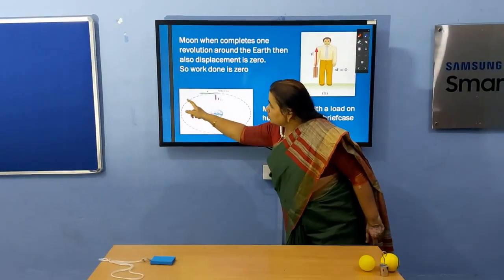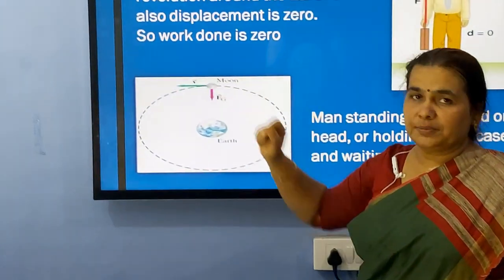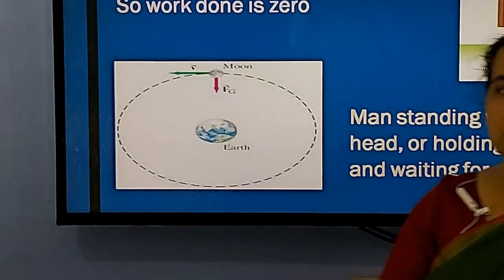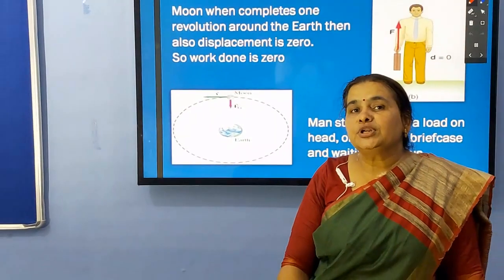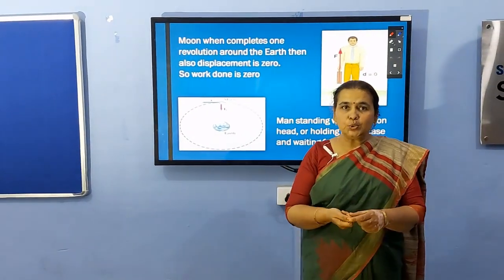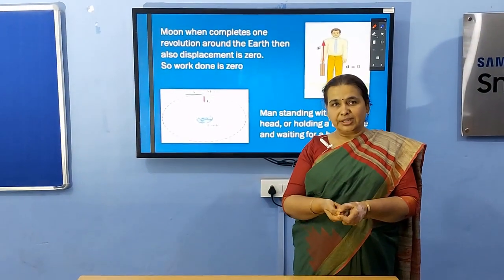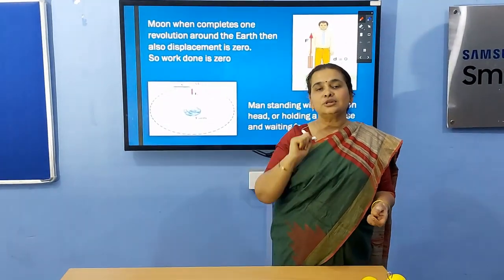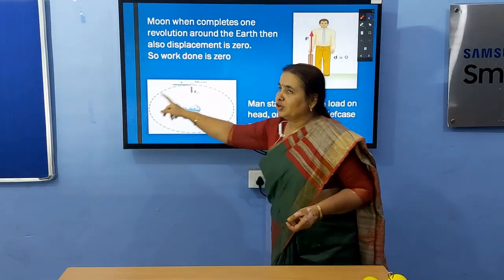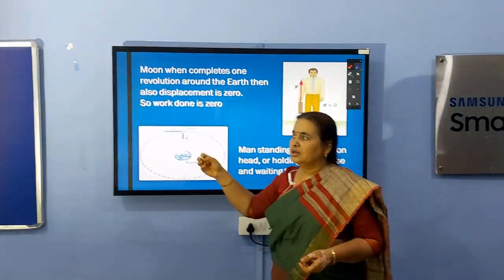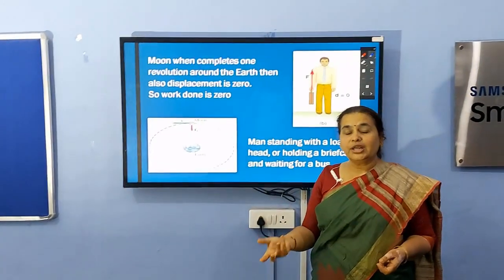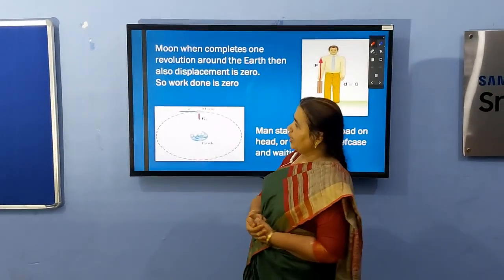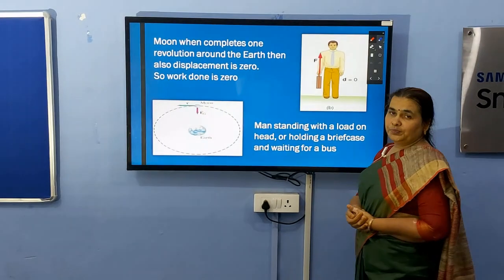Again, let us move to circular motion. The moon is revolving around the earth. Planets are revolving around the sun. One athlete is running on a circular path. You tied one stone with a string and then you are whirling it. We have studied this in uniform circular motion. So after one complete revolution of the moon or planets or stone or athlete, what is your displacement? The displacement is zero and that's why work done is zero.